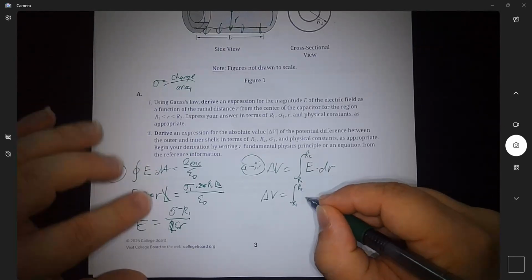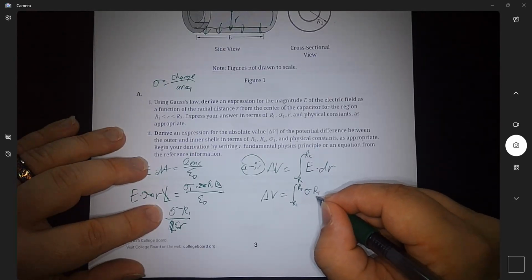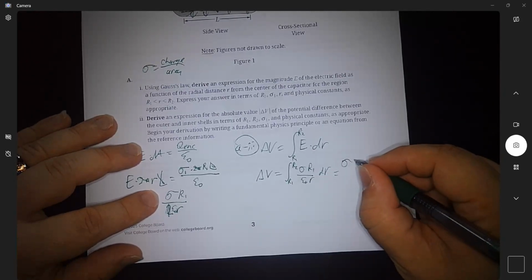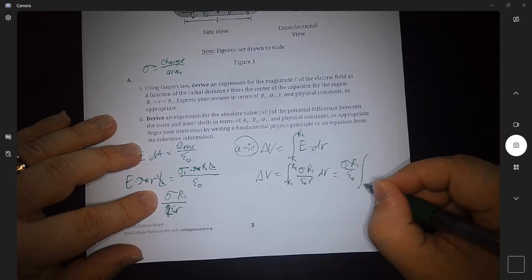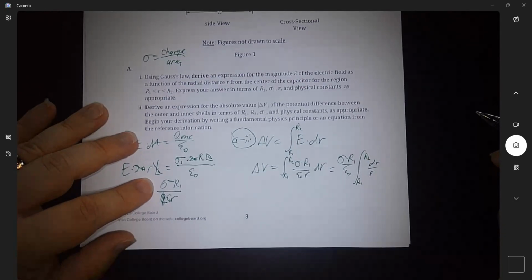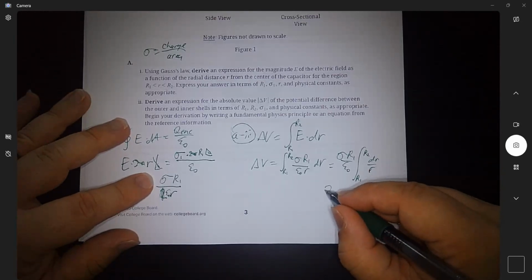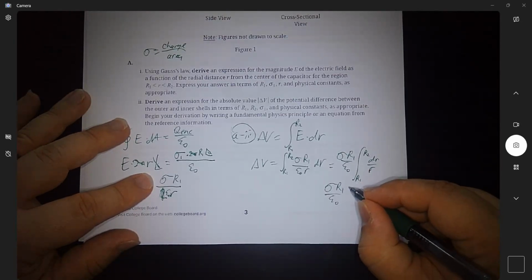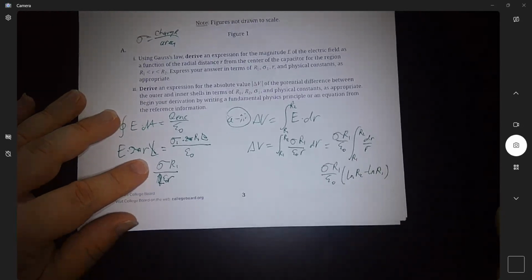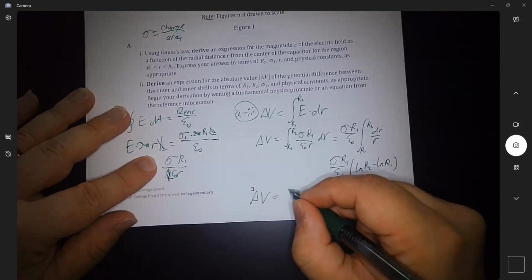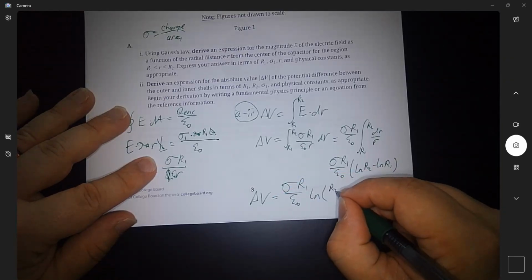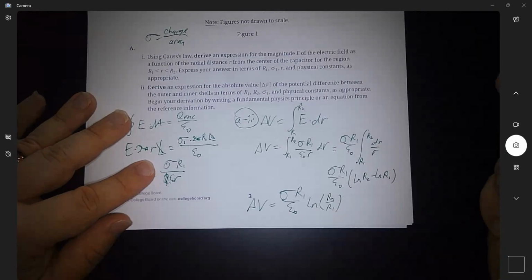R1 to R2. This is sigma big R1 over epsilon naught little r dr. So really this is sigma R1 over epsilon naught integral from R1 to R2 of dr over r. Okay, so this is going to become natural log r. So sigma R1 over epsilon naught, and this will be natural log of R2 minus natural log of R1 when I plug in the bounds. So the delta V is going to be sigma R1 over epsilon naught times the natural log of R2 over R1. Okay, so that was A2.